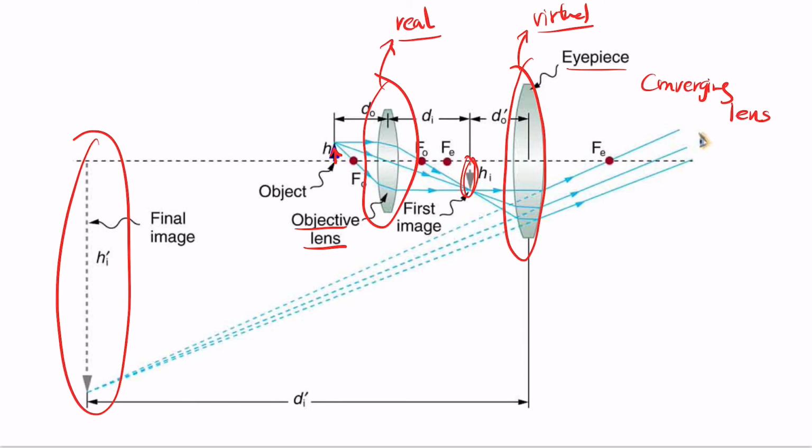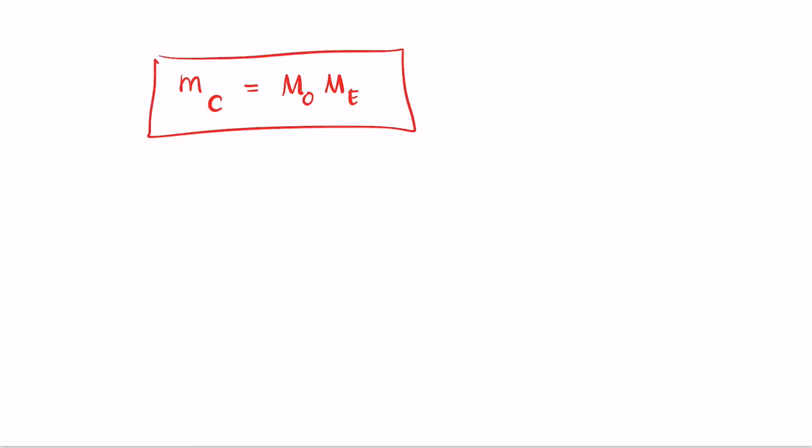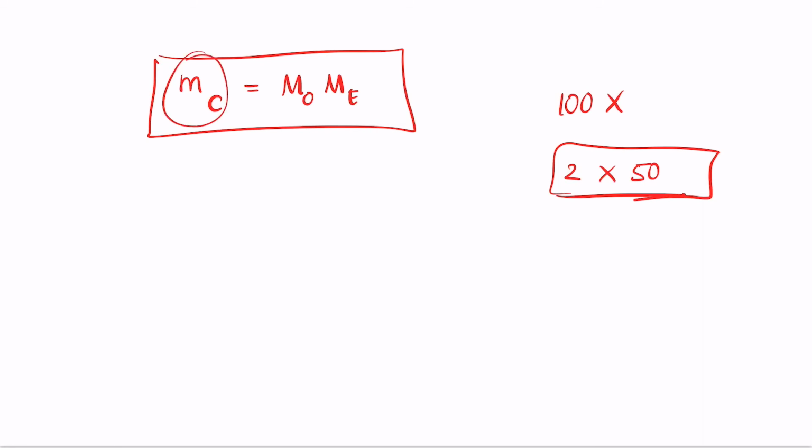When you want to calculate the actual magnification factor of the compound microscope, MC can be written as the magnification of the objective lens times the magnification of the eyepiece. So this is the formula that we use. For example, if you see a lens that has a 100x magnification factor, it means that one lens can create, for example, 50, and the other lens might have 2, and that ends up as 2 times 50, which gives the 100x lens.